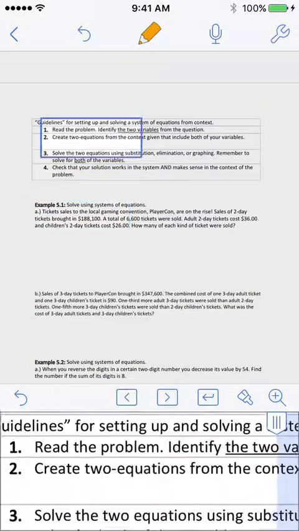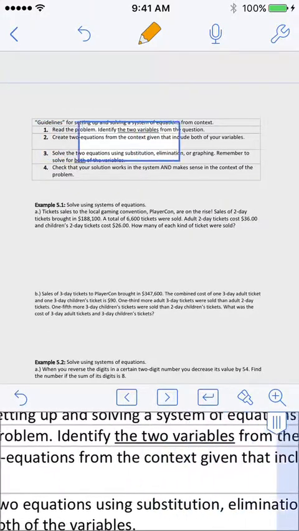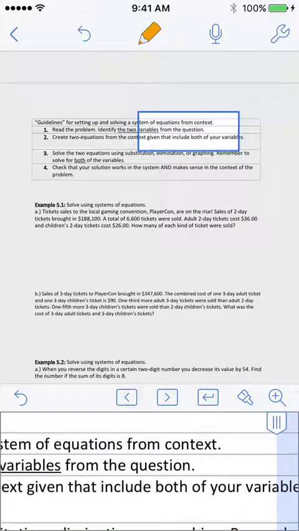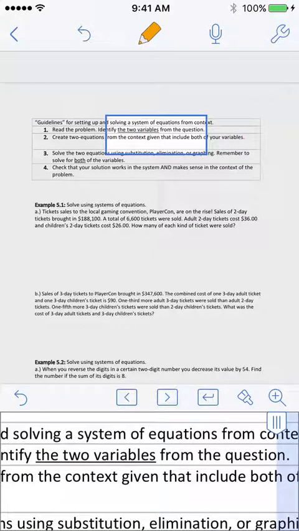So let's look at these guidelines a little bit. It says read the problem and identify the 2 variables in the question. In our last sections, there was only one variable. It was x, right? And then you would solve x and you would end up getting y. Now I know that sounds a little weird, because we still had 2 variables, we only defined one. But here we're actually going to define the 2 variables. They mean 2 different things.